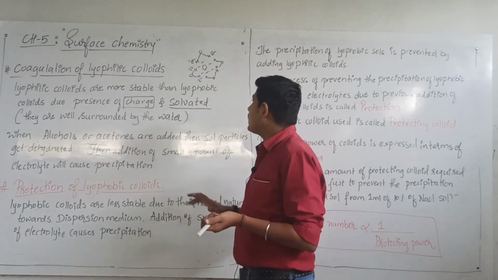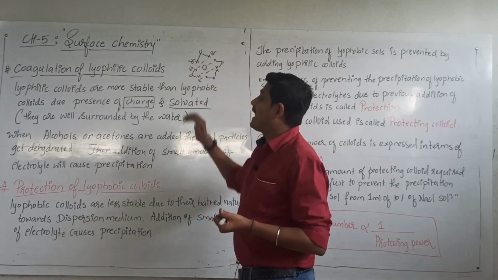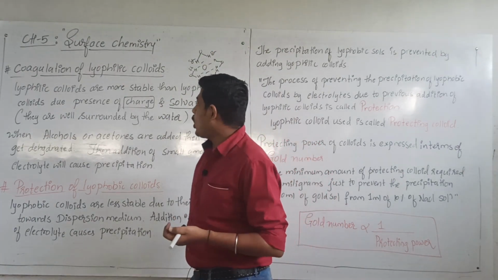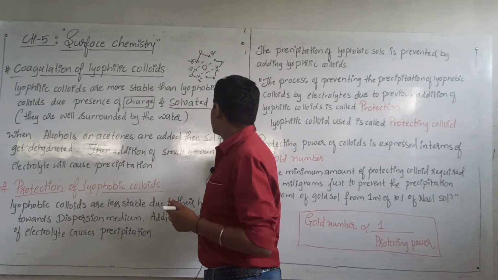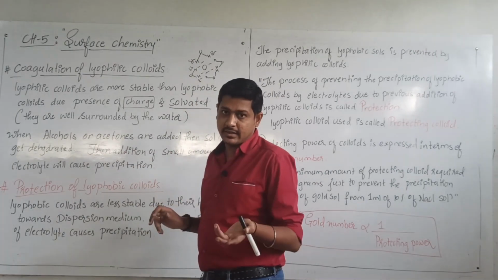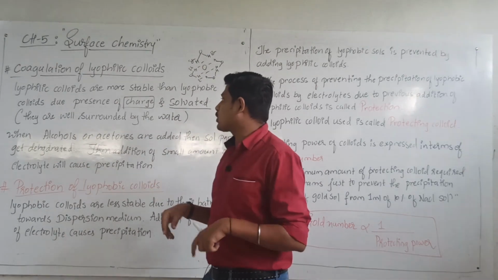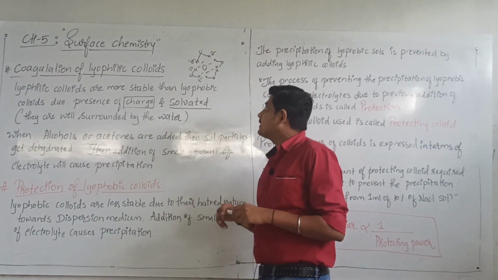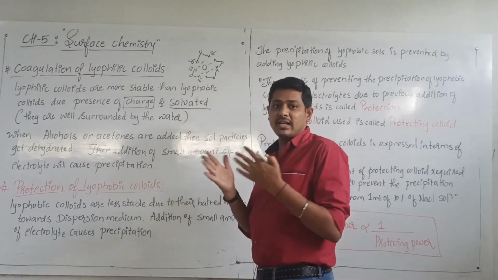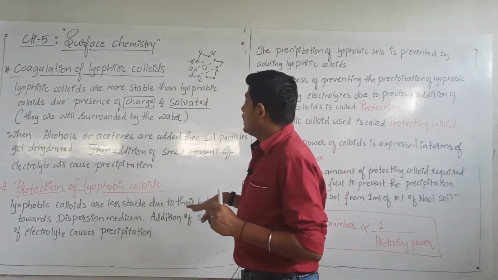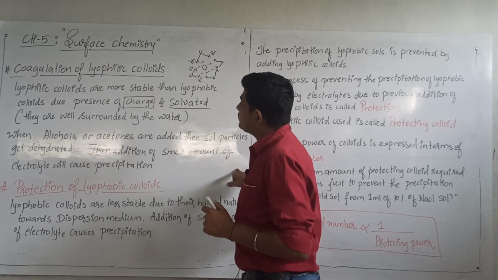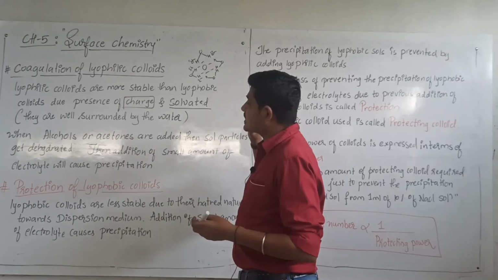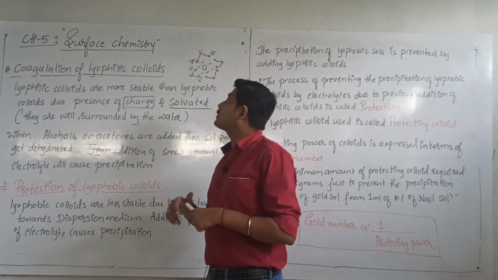Simple. So first thing, how do we remove this hydrated part? How do we remove the water molecules? See, when alcohols or acetones are added, then the sol particles get dehydrated. So when we add a little amount of alcohol and acetone to the lyophilic colloids, these water molecules get dehydrated. Then the addition of a small amount of electrolyte will cause the precipitation. Right, that's what we have discussed now. So this is regarding the lyophilic colloid.